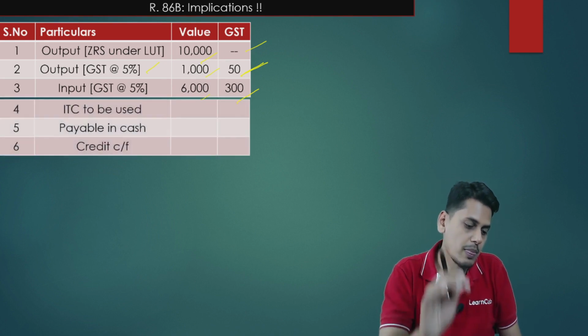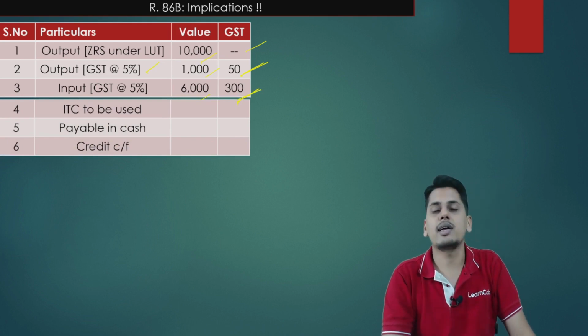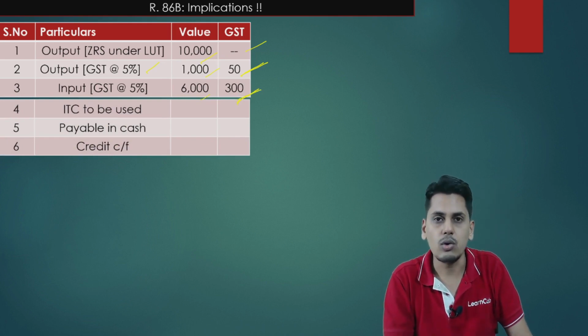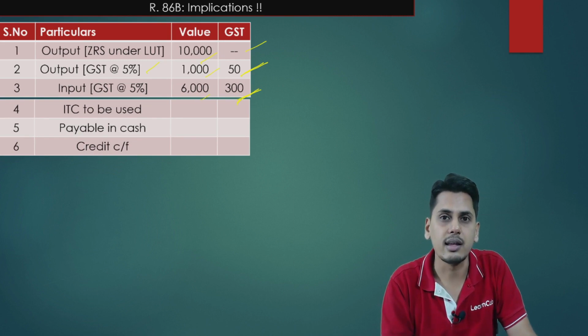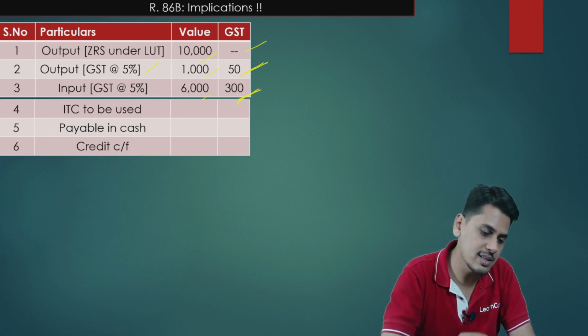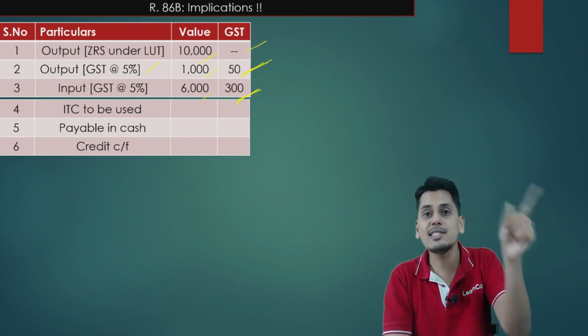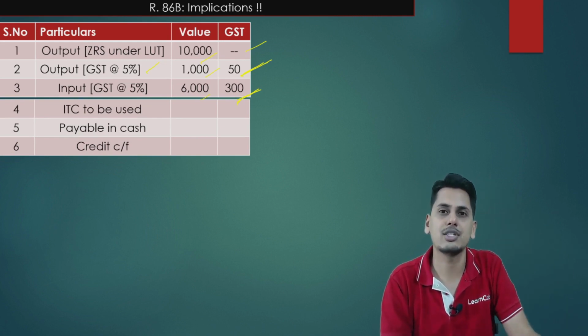So friends, now ITC to be utilized. Although input tax credit available is to the extent of 300, can he utilize this 300 entirely for the payment of his output tax? The answer is no. How much is his output tax? 50. Of this output tax 50, at least 1% he has to pay from his cash ledger.